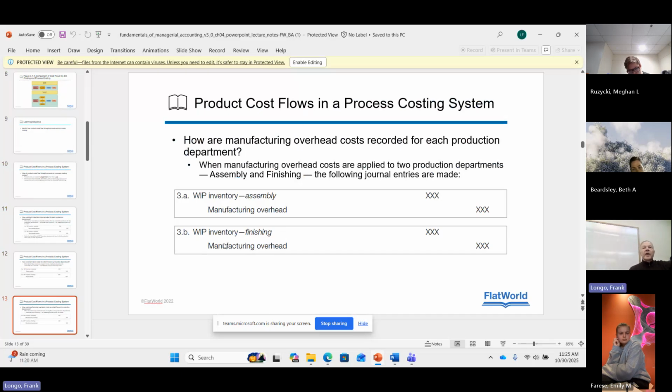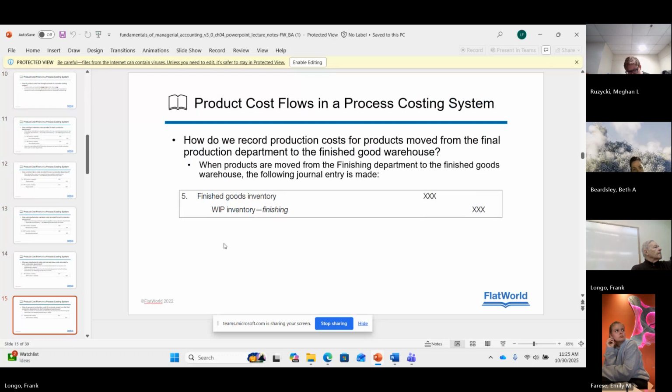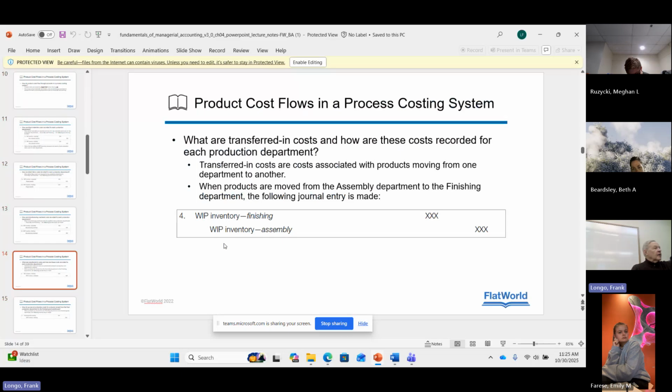We do the same thing with overhead. We allocate overhead to each department based on that department. When the goods are made, we take the amount, and typically, well, let's say these goods end up in the finishing department. No, let me go back a step. I want to go back to number 4.